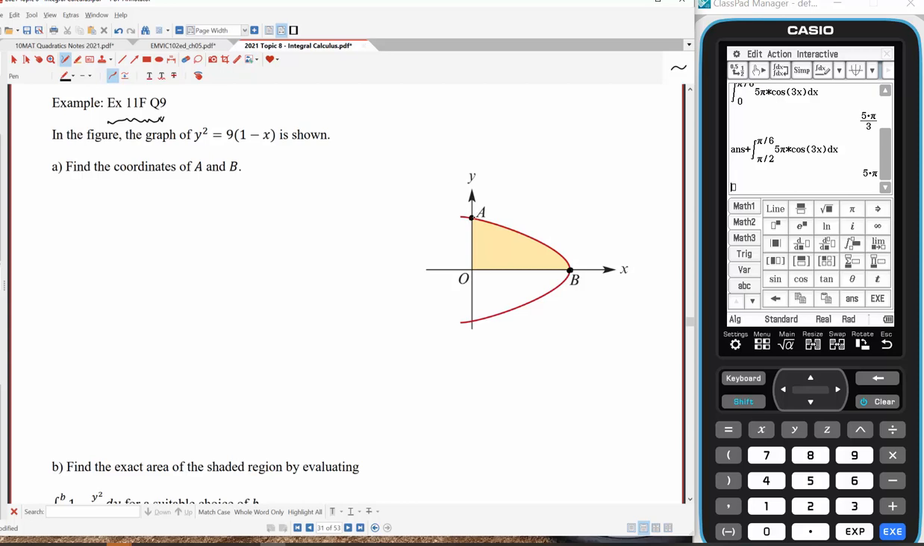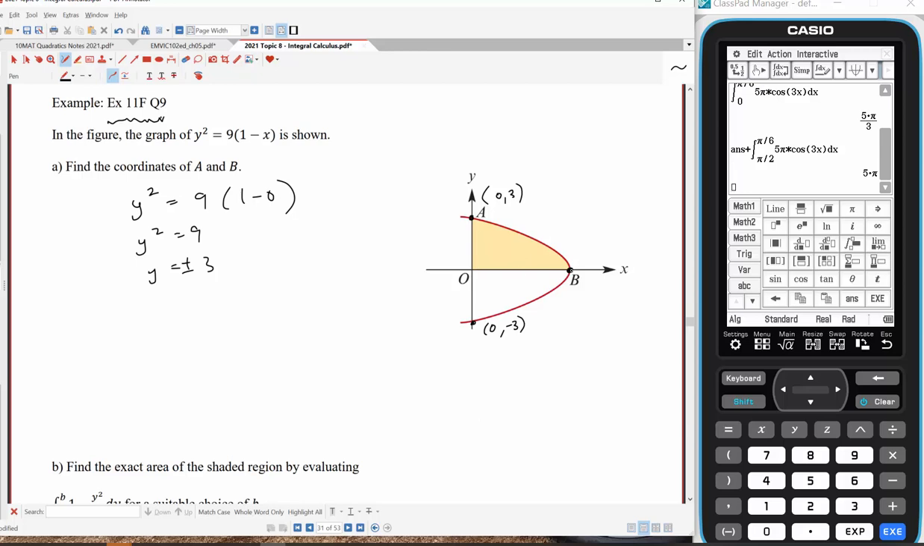So this point here is the y-intercept, which occurs when x is equal to 0. So we've got y squared equals 9(1 - 0), y squared equals 9, y equals plus or minus 3. So that's (0, 3). This will be (0, -3).